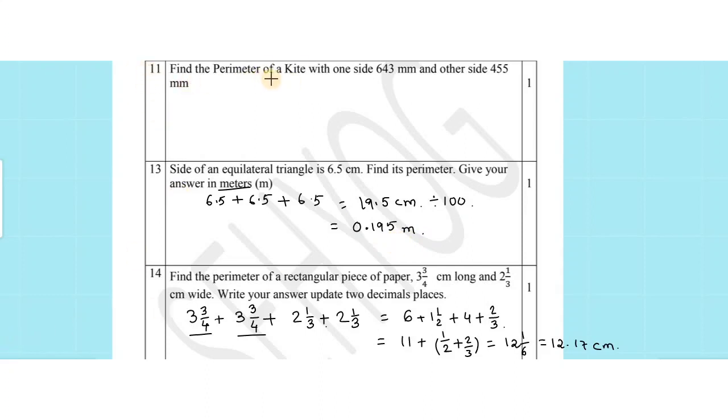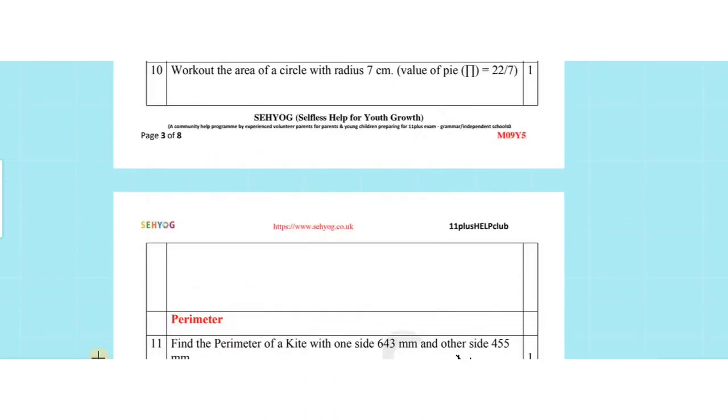In question number 11, find the perimeter of a kite with one side 643 mm and other side 455 mm. So here we have a kite. We can see that two sides, again 2 more sides, are equal in a kite. So 2 times 455 and 2 times 643. When we calculate this, we get the perimeter of the kite as 2196 millimeters.